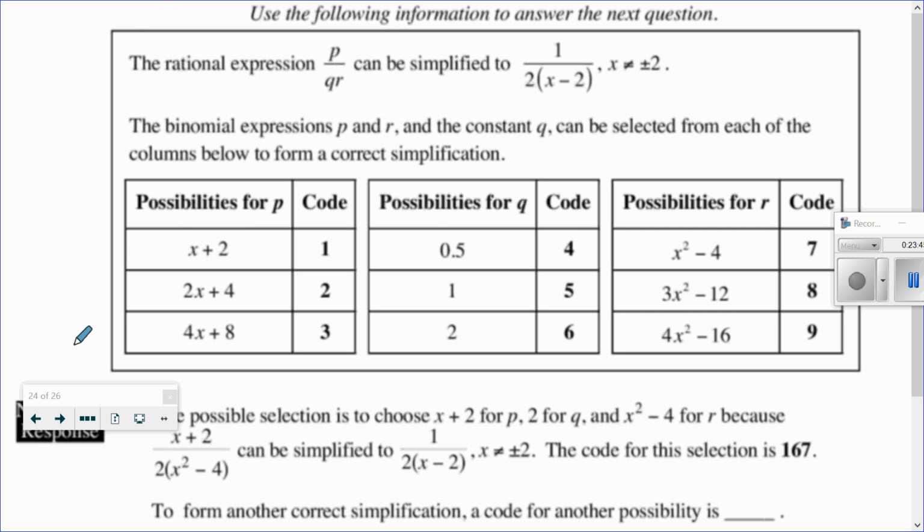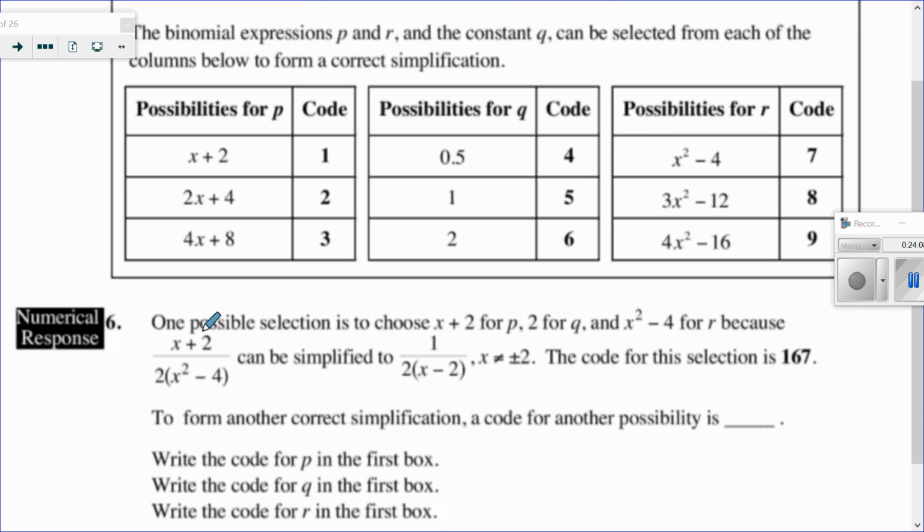Okay, what's going on in this one? So we have a rational expression P over QR, and it can be simplified to 1 over 2 times x minus 2, where x cannot equal plus or minus 2. So the binomial expressions for P and R and the constant Q can be selected from the columns below to form a correct simplification. So one possible choice is this one here, and that code is 167. We have to find another one.